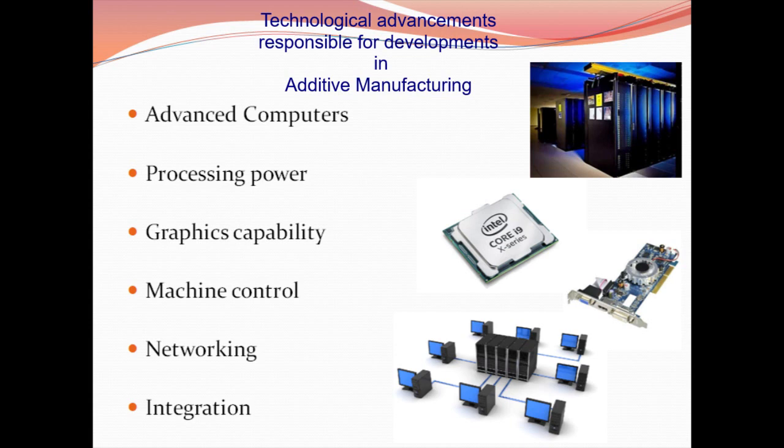Additive manufacturing takes full advantage of many of the important features of computer technology, both directly, that is in the additive manufacturing machines themselves, and indirectly also within the supporting technology like processing power, graphics capability, machine control, networking, integration. So all these advancements in computer technology helped in improving the technologies associated with additive manufacturing as well.